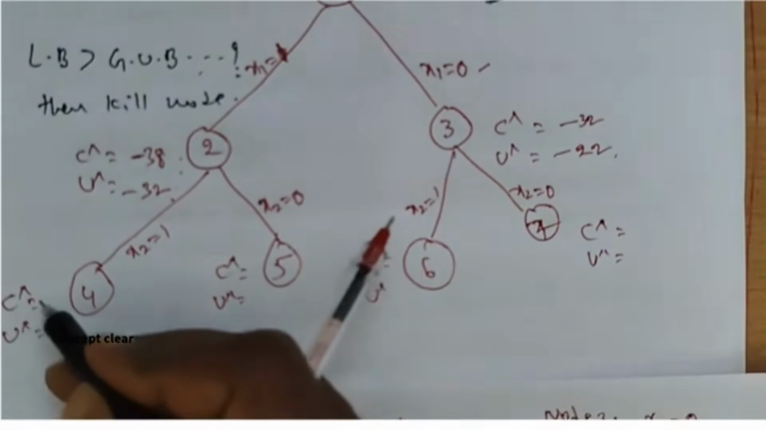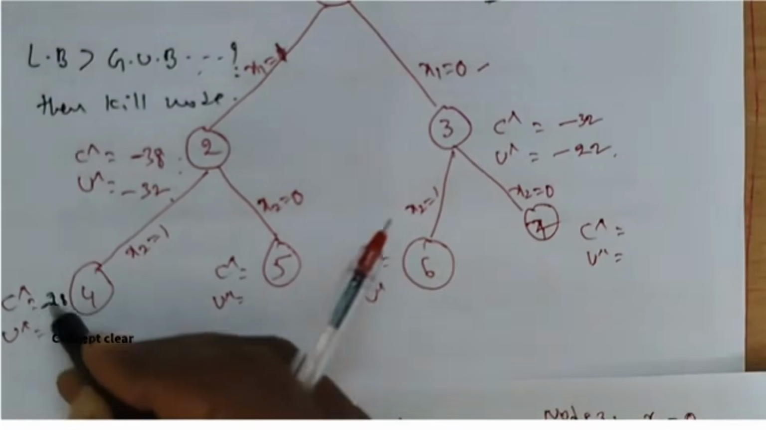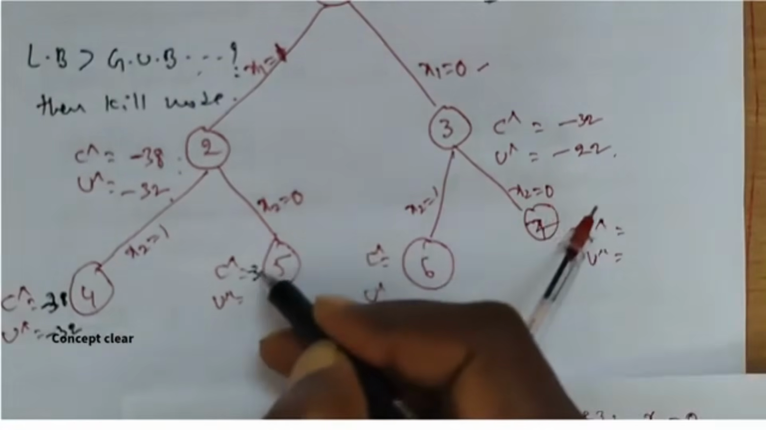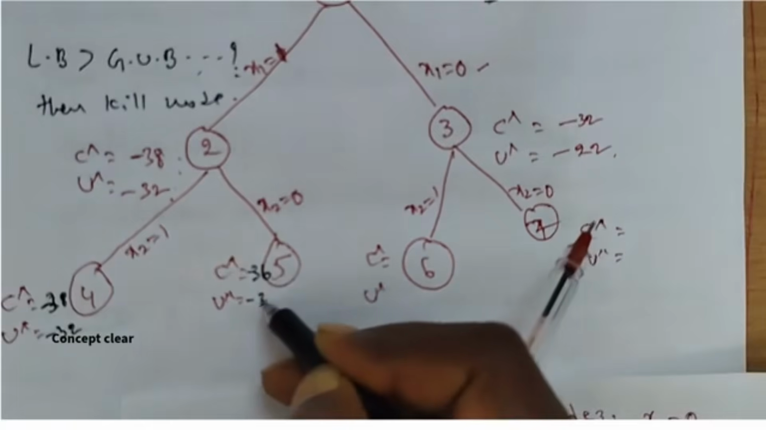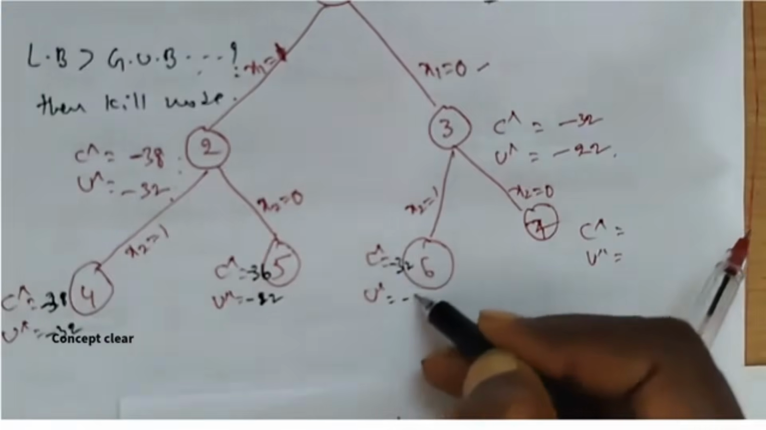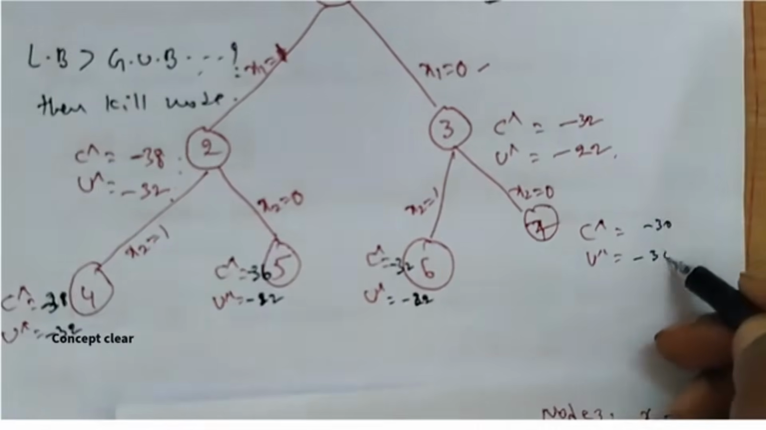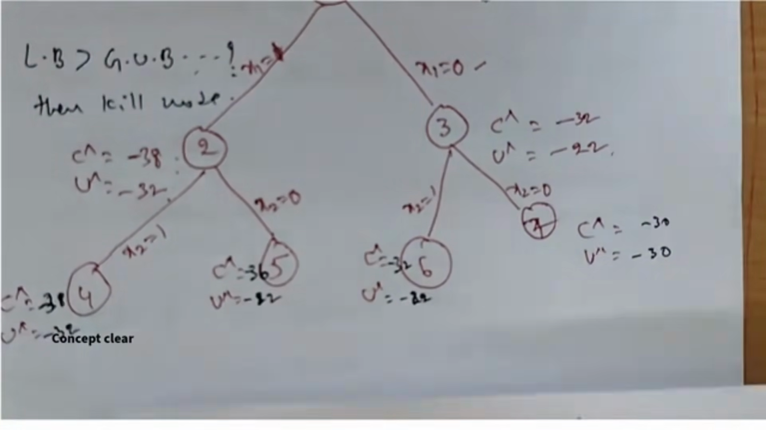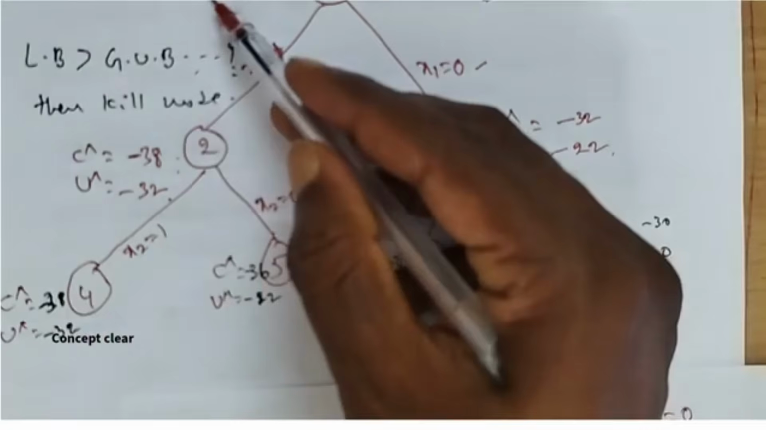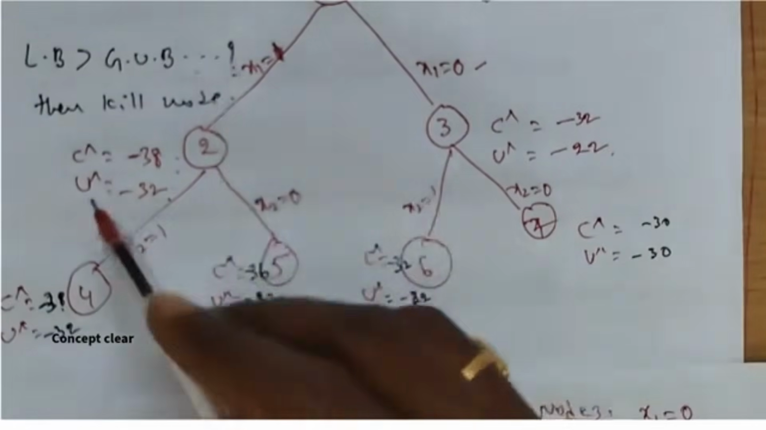Here the fourth one we will get minus 38. How to calculate? It is the same procedure. Don't be confused. Minus 38. Here minus 32. Here also minus 36. Here minus 22. Here minus 32. Here minus 22. Here minus 30. Here also minus 30. Now check here. For this upper bound value minus 32, here also minus 32, no need to change. Here the least value is minus 38, here also minus 38. There is no need to change.